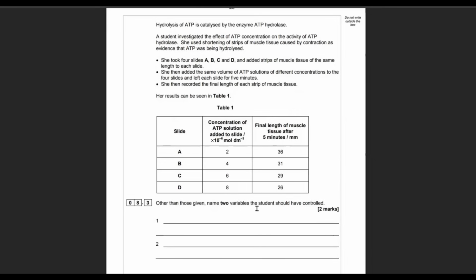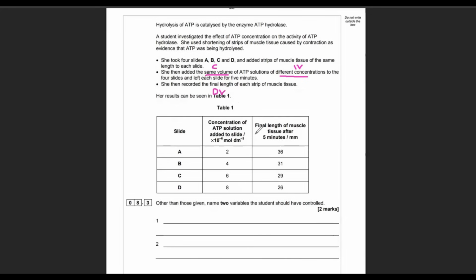Other than those given, name 2 variables the student could have controlled. Well, we can see that she already controlled volume, so let's not say volume. She was using different concentrations, so that's not a control variable. She measured the initial length and final length; that was her dependent variable, so we can't say she's going to control the final length. So what could she control? We can't say concentration, and we can't say volume.